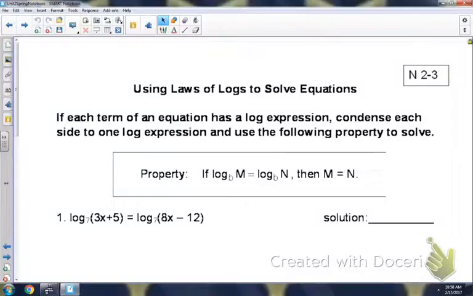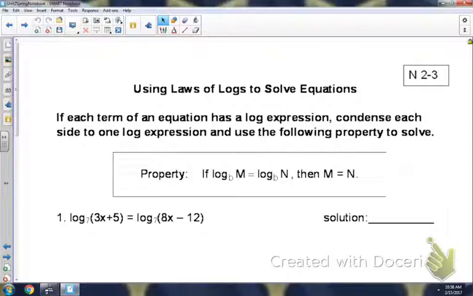On notes 2-3, we're going to be using laws of logs to solve our equations. Okay, so on 2-2, we did the same thing, except yesterday we had some terms that were not logs. So we only had some that were logs. Today, all of the terms will be logs.